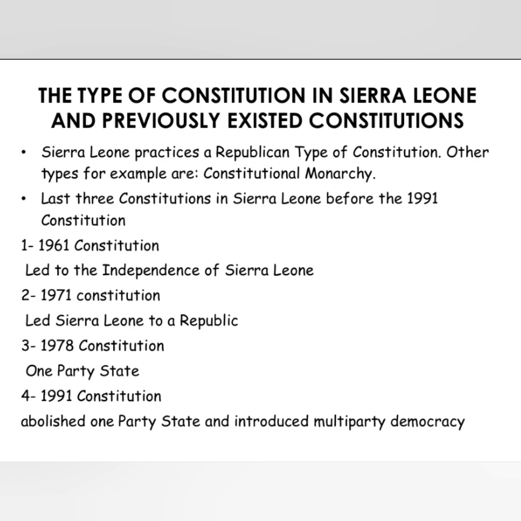And finally, to the 1991 Constitution, which has gone years unchanged, although there had been subsequent reforms over the years. The significance of this constitution is that it abolished the one-party state and introduced what we refer to as multi-party democracy, which we are currently working under.